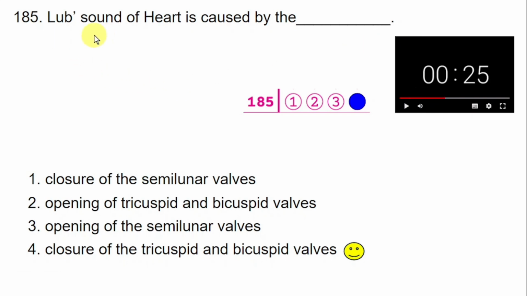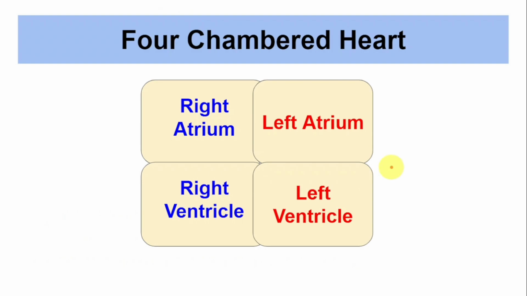So, to understand the sounds produced by the heart, Lub and Dub, we need to first understand the anatomy of the heart. This diagram is a very simplified diagram, and I have used boxes to show the four chambers of the human heart. The upper chambers are called atrium, also called auricles. Left and right are labeled here. The two lower chambers are called ventricles, labeled left and right.